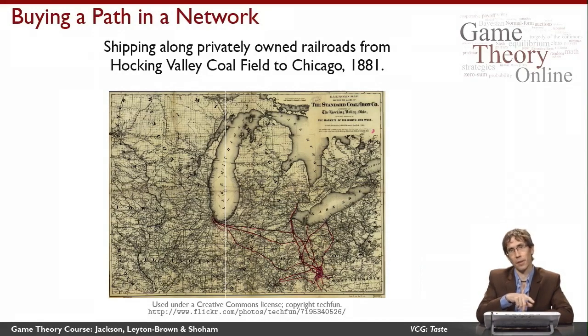I can then look at these numbers, and the social welfare maximizing outcome here is the shortest path in the network. It's the set of paths that together get me from the Hocking Valley coalfield to Chicago and imposes the least negative cost on all of the agents.